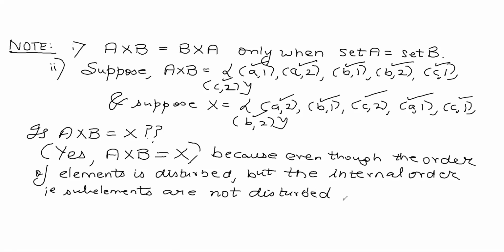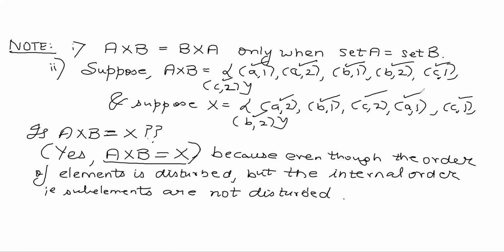So you can clearly see, guys, if instead of A comma 1, I would have had 1 comma A, then A cross B would not have been equal to X, because the internal order gets disturbed. But if instead of 1 comma A, I have A comma 1, then A cross B will be equal to X. So I hope all students have understood the concept of Cartesian product. With this, the concept of Cartesian product is over.